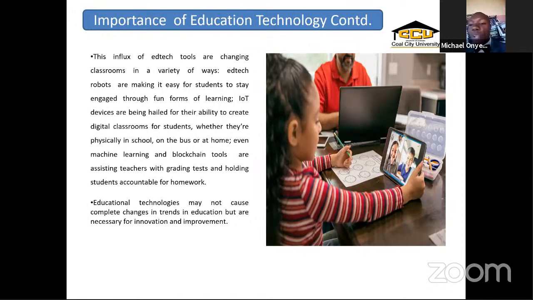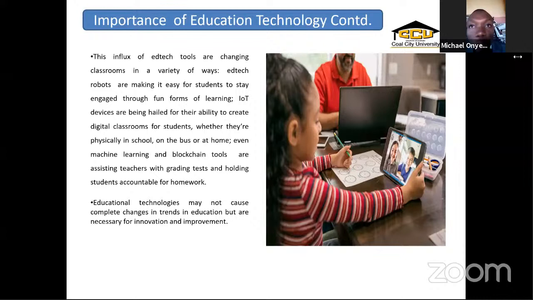Very, very important. Then we can talk about all of these, the importance which we have talked about. And from the slide you can see on your screen now, this influence of education technology tools is changing the classroom in a variety of ways. We talk about robots or robotics, they are helping. And of course, education technology may not cause complete changes in training and education, but is necessary for innovation and improvement. So what I'm trying to say is that education technology is not necessarily going to replace a great teacher. No, it's not going to replace the school. No. But education technology in the hands of a great teacher is going to be transformational, is wonderful, it's going to bring a lot of improvement.